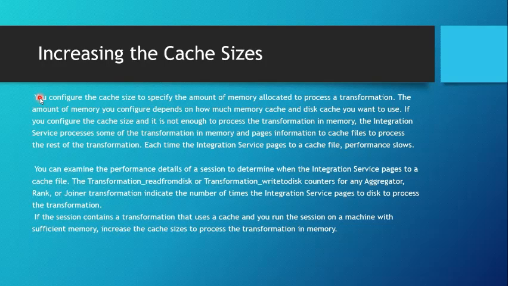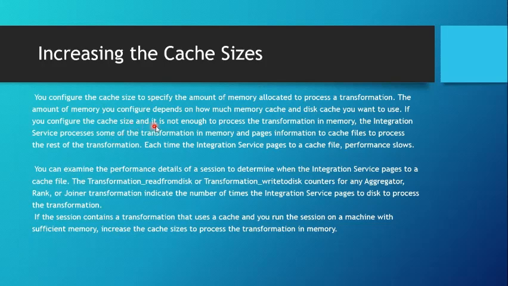So you can configure the cache, and I'm just explaining some detail. If you configure the cache size, you specify the amount of memory allocated to process the transformation. The amount of memory you configure depends on how much memory versus cache on disk you want to use. You need to assume how much data you expect to process, and on the basis of that you can configure the actual memory.